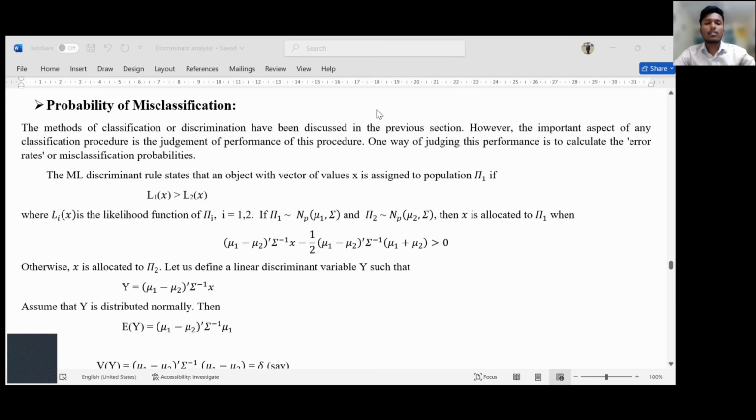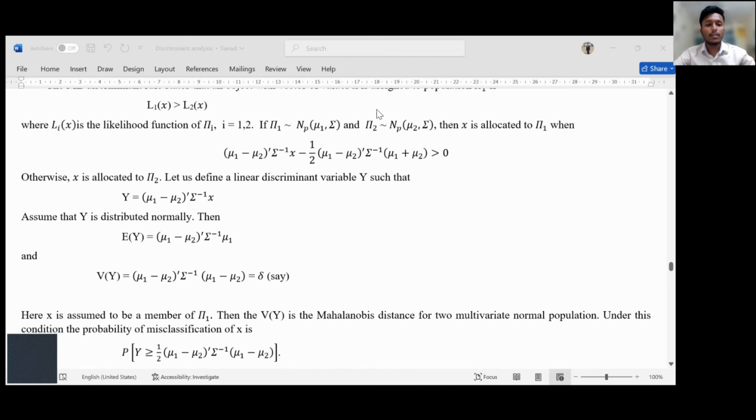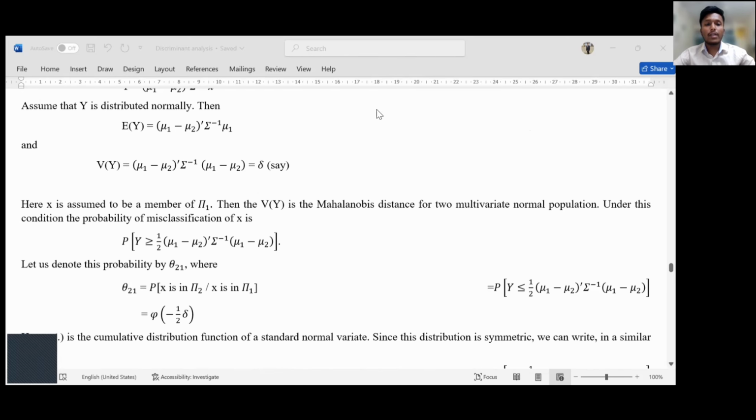Let us define a linear discriminant variable y such that y = (mu1 - mu2)' sigma inverse x. Assume that y is distributed normally. Then the mean of y is (mu1 - mu2)' sigma inverse mu1, and the variance of y is (mu1 - mu2)' sigma inverse (mu1 - mu2) = delta, where x is assumed to be a member of population 1. Then the variance of y is the Mahalanobis distance for two multivariate normal populations. Under this condition, the probability of misclassification of x is the probability of y greater than or equal to 1/2 (mu1 - mu2)' sigma inverse (mu1 - mu2).